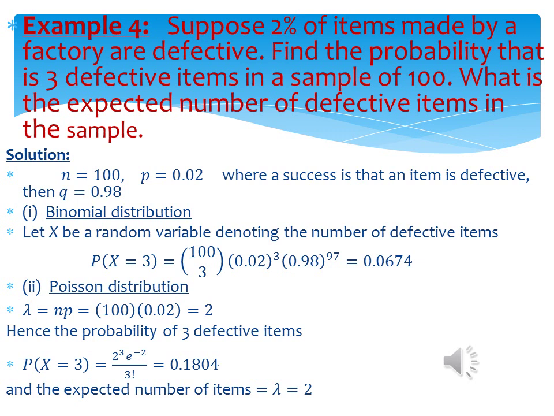Now from the Poisson distribution, what's lambda? Lambda is equal to n times p, n equals 100, p is equal to 0.02, so lambda is equal to 2. Lambda is the expected value. The expected value for the Poisson is the same as the expected value for the binomial, n times p. So for Poisson, the probability of x equals lambda power x, where lambda is 2, 2 power x, x equals 3, so 2 power 3, e to the minus 2, over factorial 3. We calculate it and we get 0.1804.